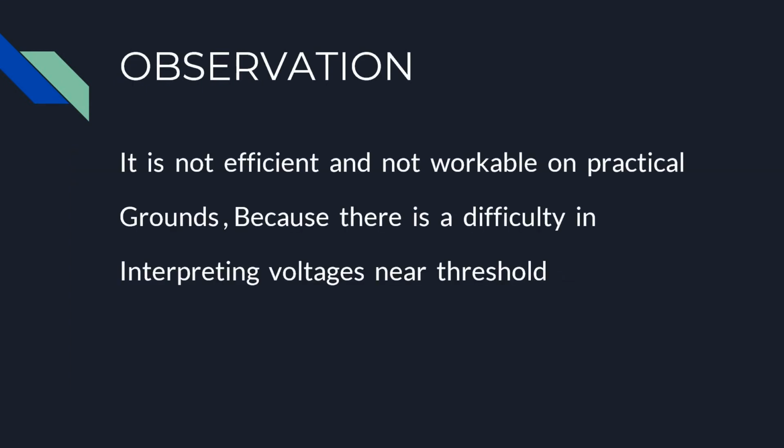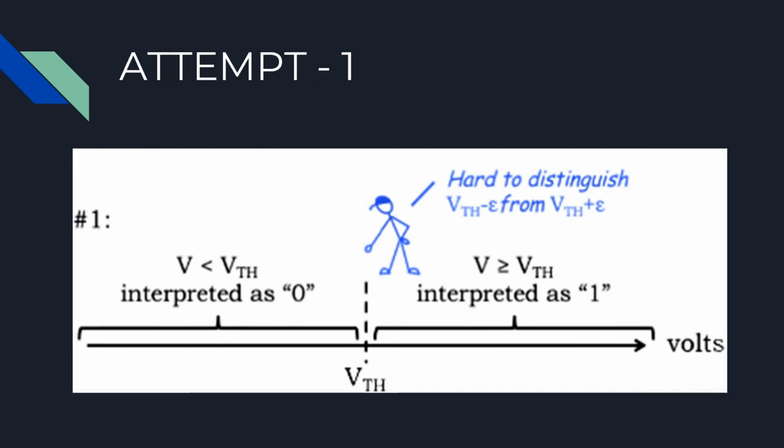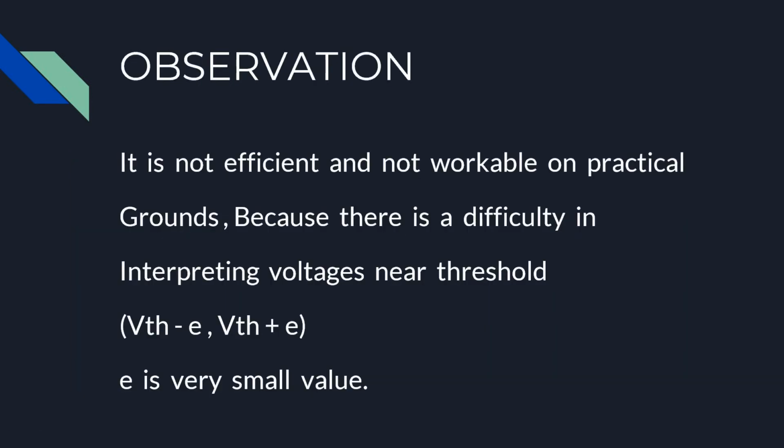Let us see the observations now. It is not workable on practical grounds, as getting the accurate value of voltages at the threshold is expensive and more time consuming. The problematic part is the difficulty in interpreting voltages near the threshold. It can either be VTH minus E or VTH plus E. You can see that interpreting logic near this area is really difficult, where E is a very small value. So we can say that this is not precise.